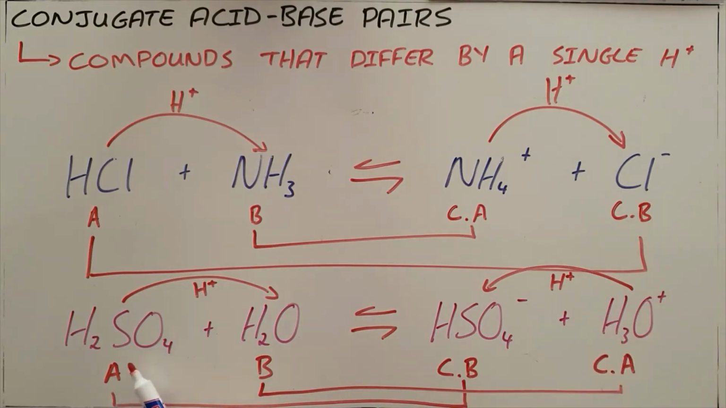And over here we have H2SO4 becoming HSO4 with the loss of a proton, and H2O becoming H3O with the gain of a proton.